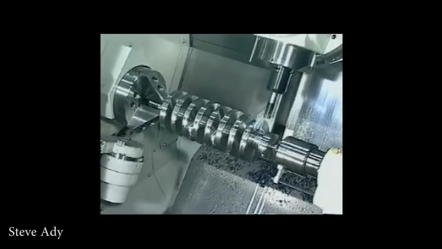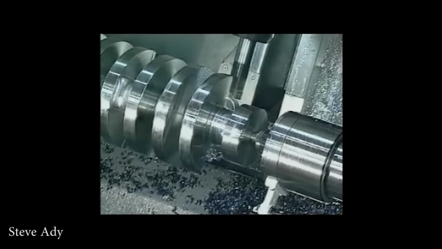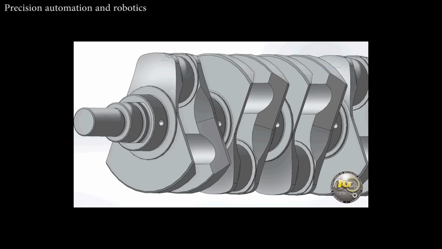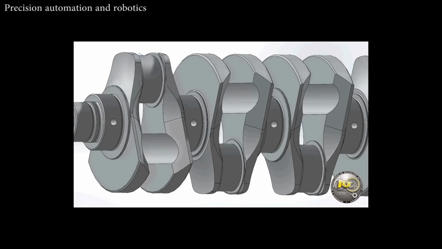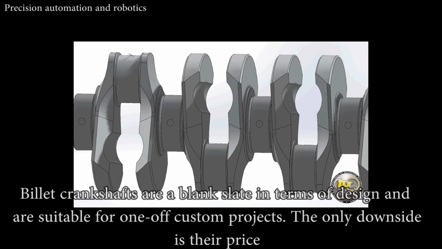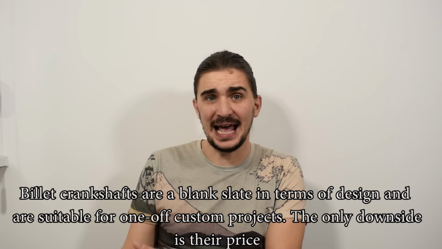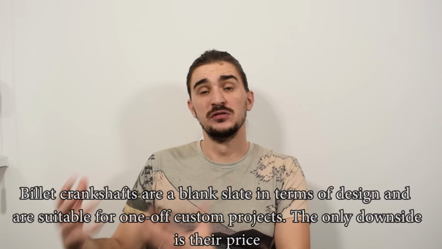The great thing about billet crankshafts is that you have infinite design possibilities. You can make the throws as long as you want to, you can make the journals as thick as you want to, and the process is suitable for custom one-off crankshafts, which isn't the case when it comes to forging or casting. Very large tooling investments are needed for forging and casting, and these are justified only when large-scale mass production takes place.